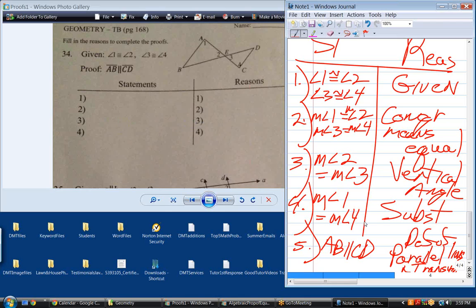Anyway, that's what 2-column proofs are all about. And if you can get through this chapter, you'll be home free. But it seems like you get it. So I think you'll be fine with proofs.